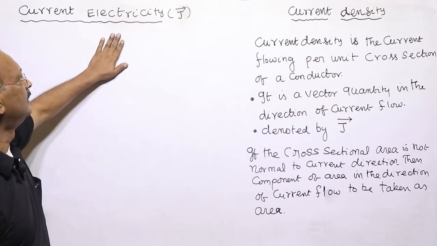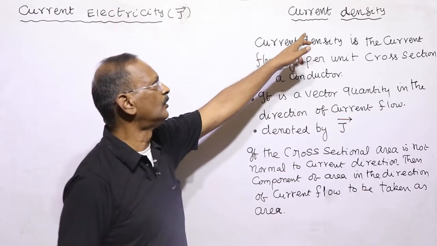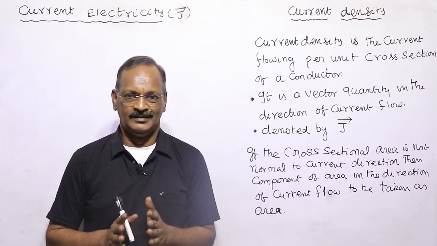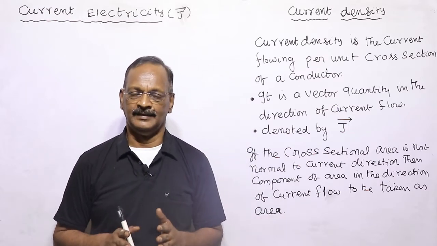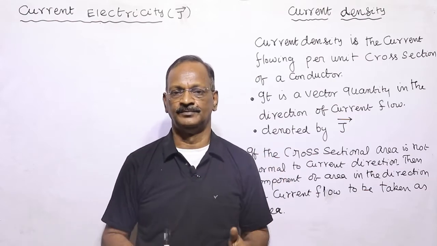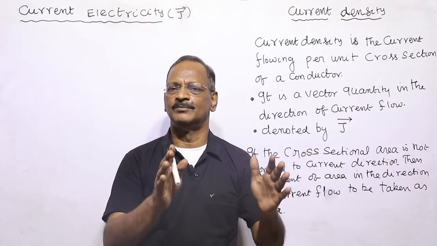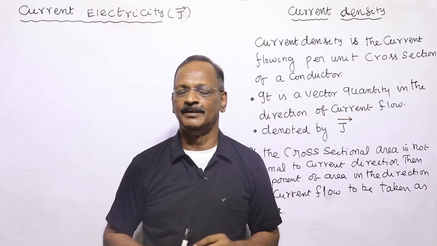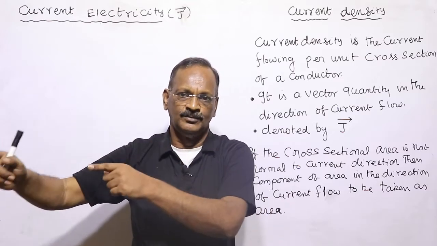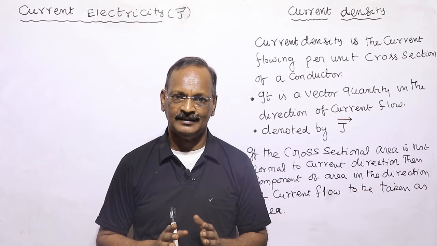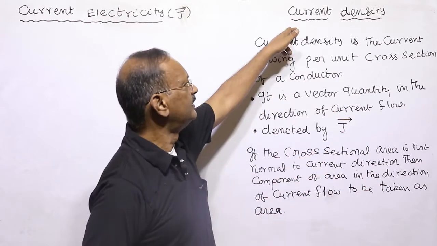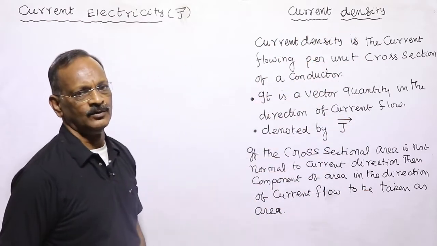We have started current electricity, and the topic today we are going to discuss is current density. What is the general meaning of density? Suppose we have two identical rooms. In one room 10 people are there, in another room 100 people are there. It means the room in which 100 people are there is denser. So in relative terms, we are going to see the density of the current.